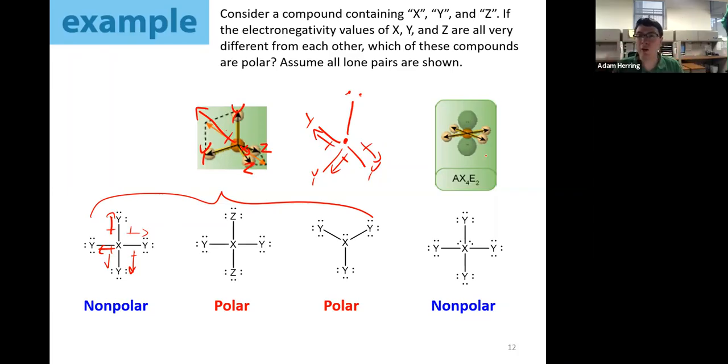Finally, on this last molecule, because it is a square planar molecular geometry and all 4 of the atoms attached to the central atom are the same, they cancel each other out.